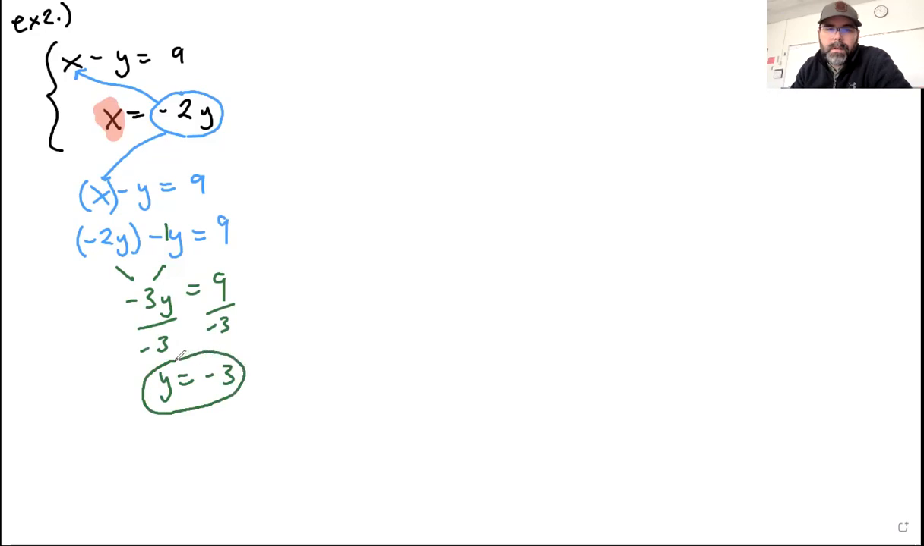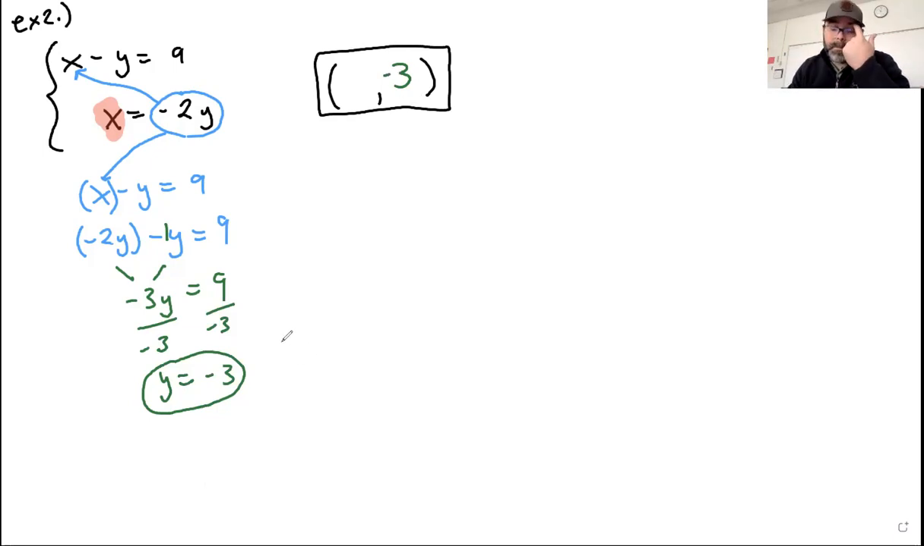This is half of our solution. So here's our answer up here. Now we need to find the other variable. Oops, 3 doesn't go there, 3 goes in for the y. Y is -3, geez Louise. Okay. Now we need to find x.